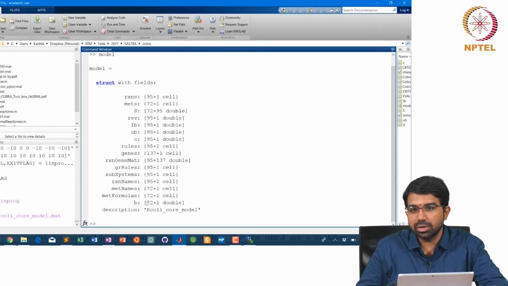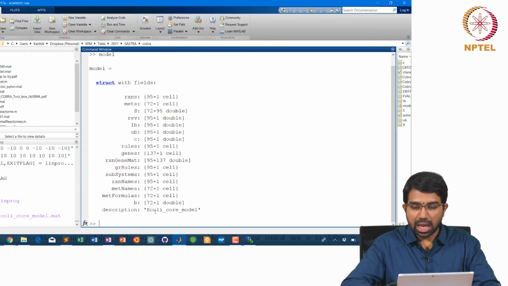B is nothing but your 0 vector, right, M cross 1 0 vector, and this is the description. This is a simplified E. coli core model. So several reactions are lumped together. The actual E. coli model has something like 1260 genes and so on. This is a very simplified reaction model with just 137 genes involving 95 reactions.